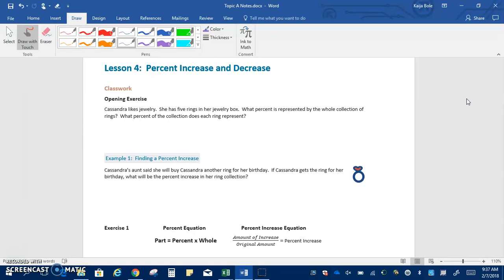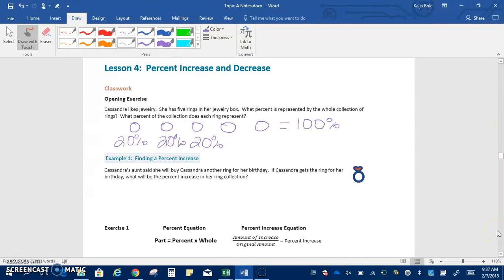She has 5 rings in her jewelry box. What percent is represented by the whole collection of the rings? What percent of the collection does each ring represent? So she has 5 rings. 1, 2, 3, 4, 5. And we know all of them would equal 100%. So if we were looking at each one individually, they would be 20%. Okay?